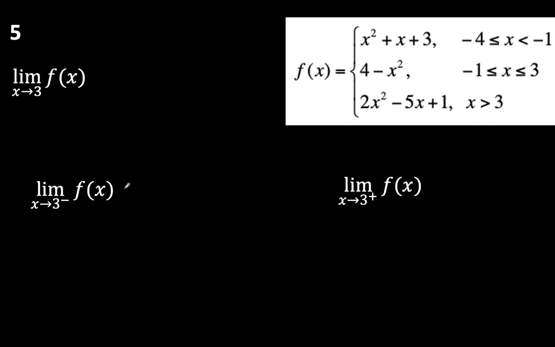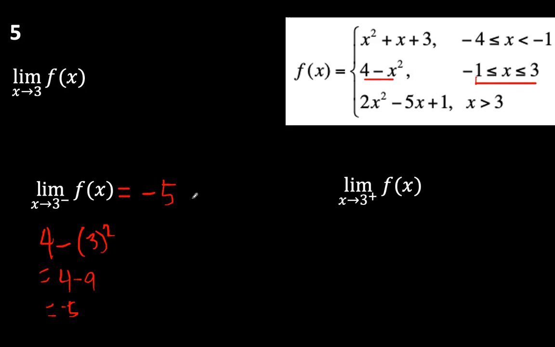And in number 5, let's find the limit of f of x as x approaches 3. We need to find the one-sided limits first. The limit of f of x as x approaches 3 from the left. When x is less than 3, we can use this, right? All the values of x here are less than 3. So we're going to use this sub-function. So that's 4 minus 3 squared, which is 4 minus 9, which is equal to -5.